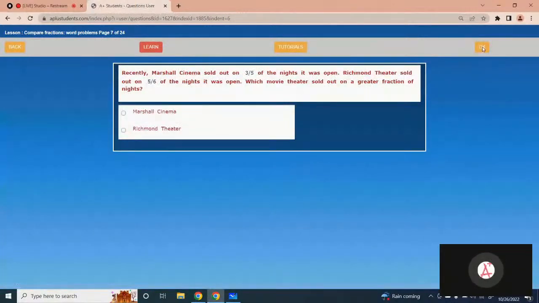Okay, recently Marshall Cinema sold out 3/5 of the nights it was open. Richmond Theatre sold out 5/6 of the nights it was open. Which movie theater sold out on a greater fraction of nights?